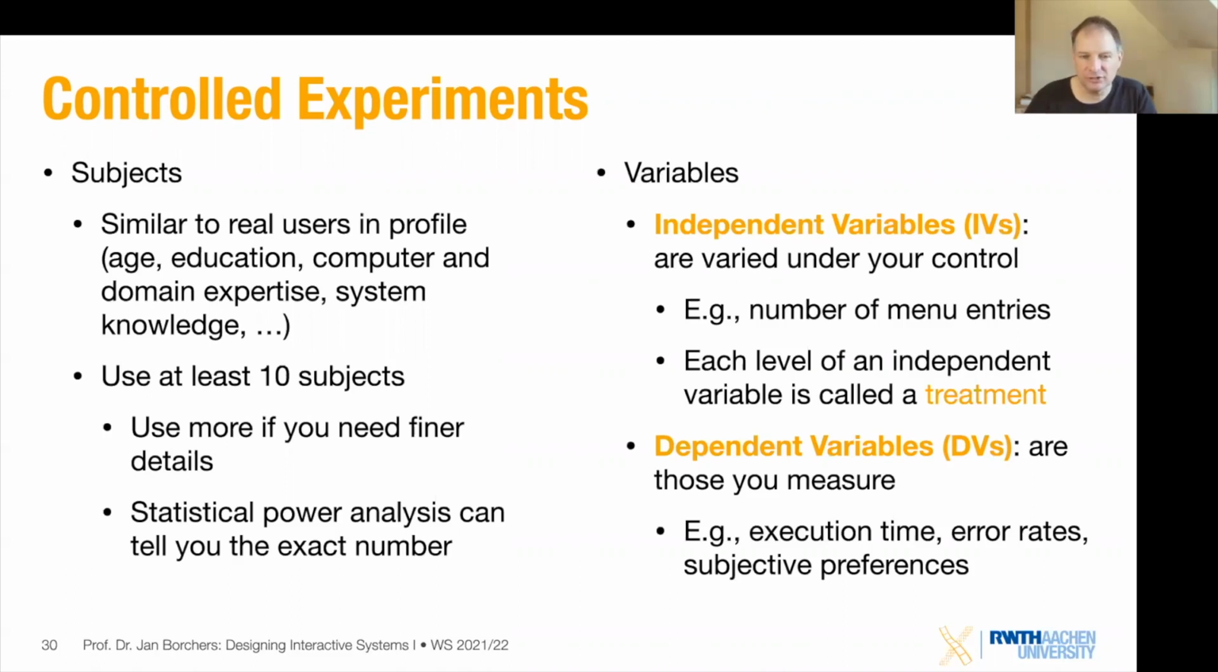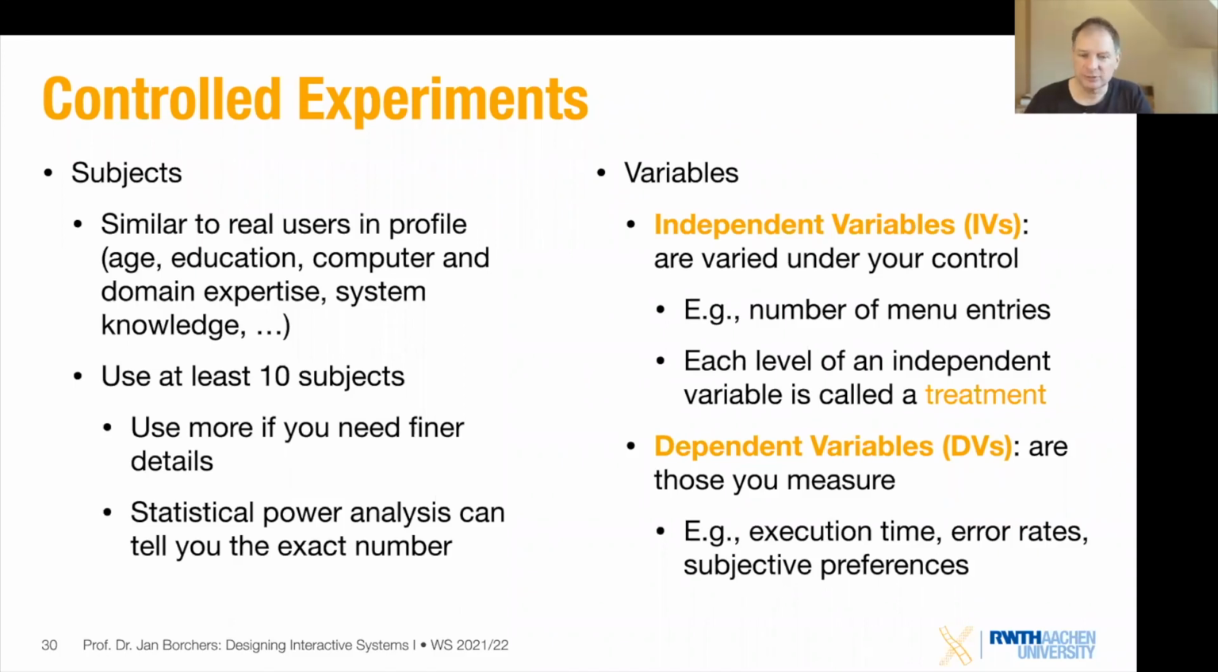The other thing is that you need to determine your variables, right? We already saw an example. There are two kinds of variables in these experiments. They're independent variables, IVs. They are independent because they are varied under your control. So you have them under control. They're not influenced by the experiment automatically. The example here would be the number of menu entries, but also, of course, the kind of menu, right? So the menu type would be the most interesting independent variable here, but the number of menu entries that you use is also a variable that you can control. And each different level of an independent variable is also often called a treatment in the literature.